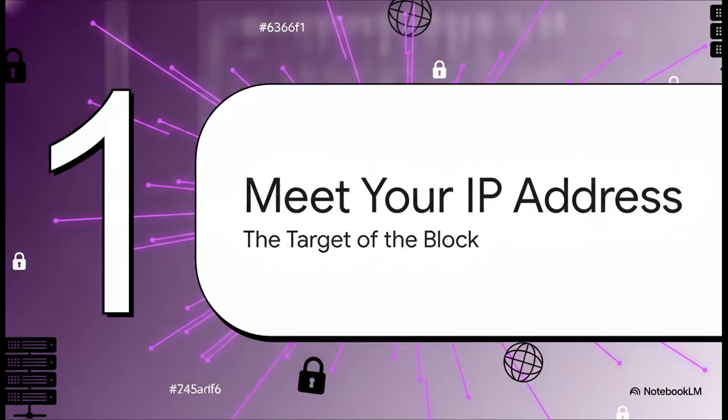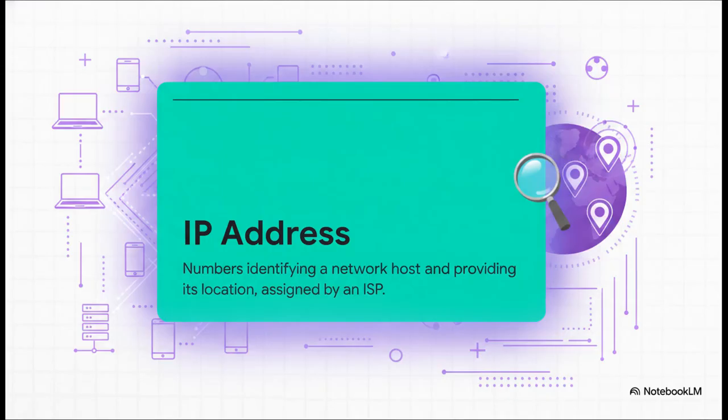All right, moving right along to Section 1, Meet Your IP Address, the target of the block. To figure out why you're banned, we first have to understand what exactly is getting flagged by the server's bouncers. Obviously, it all comes down to your Internet Protocol, or IP address. You probably know the basics. It's essentially your digital license plate. It's a unique series of numbers assigned by your Internet service provider. It really has two main jobs: identifying your network's host and pinpointing your exact location. Without it, well, you wouldn't be sending or receiving anything online.